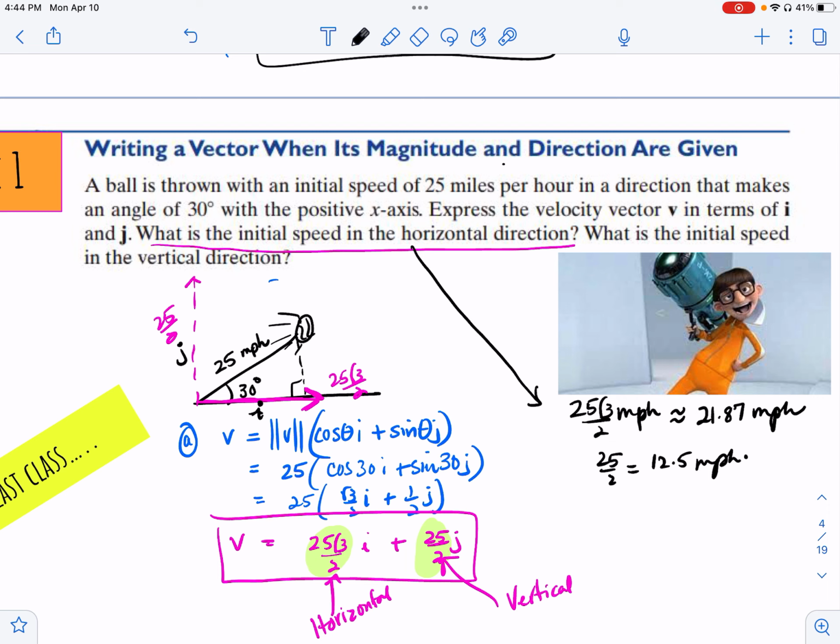All right, moving on to example 2. Here we go. There's a Boeing 737 aircraft that maintains a constant airspeed of 500 miles per hour. So here's the magnitude. Headed due south.